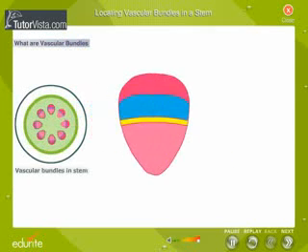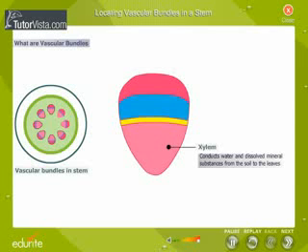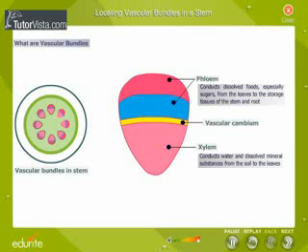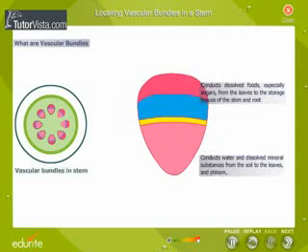The vascular bundle consists of xylem, which conducts water and dissolved mineral substances from the soil to the leaves, and phloem, which conducts dissolved foods, especially sugars, from the leaves to the storage tissues of the stem and root.